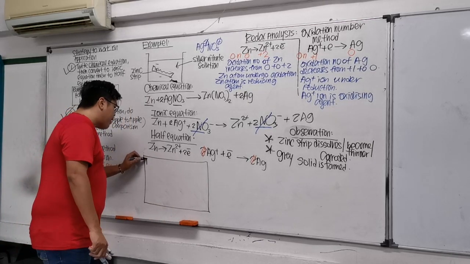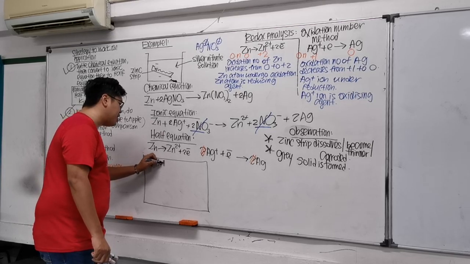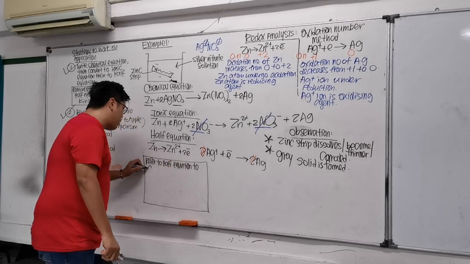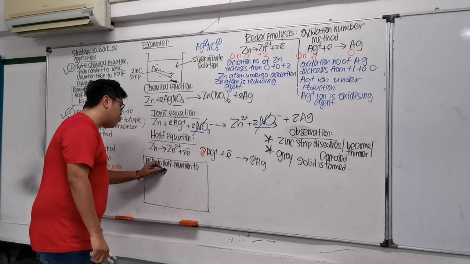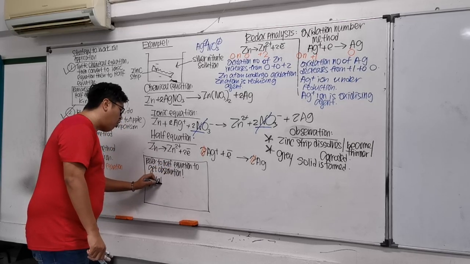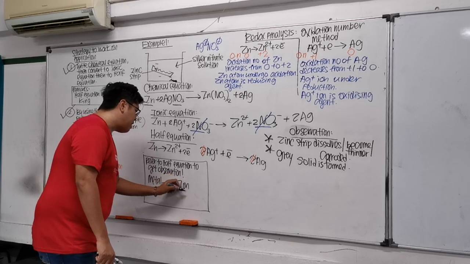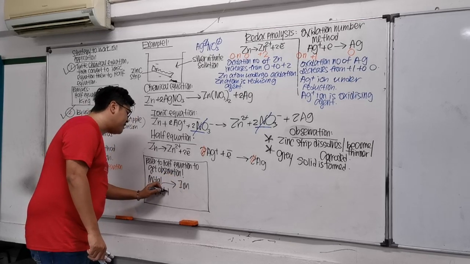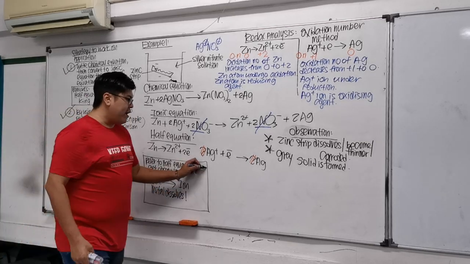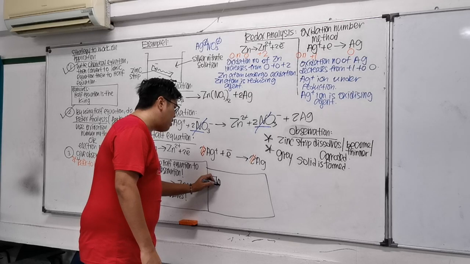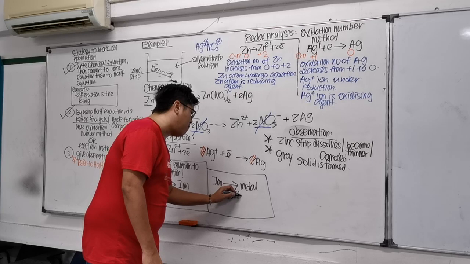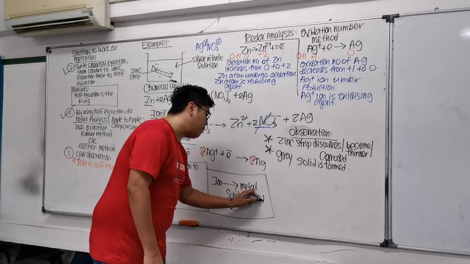So you always refer to the half equation in order to get your observation. Whenever you see a metal become ion, it means that the metal is actually dissolved. Second, whenever you see the ion producing a metal, you will expect to see a solid is formed.